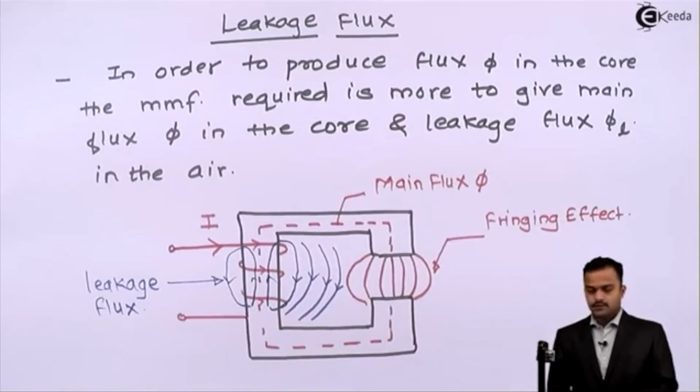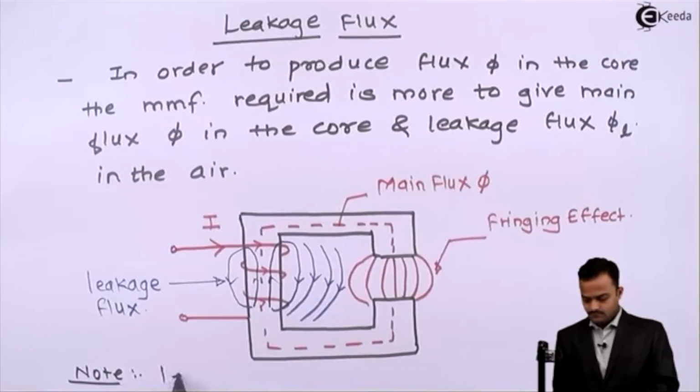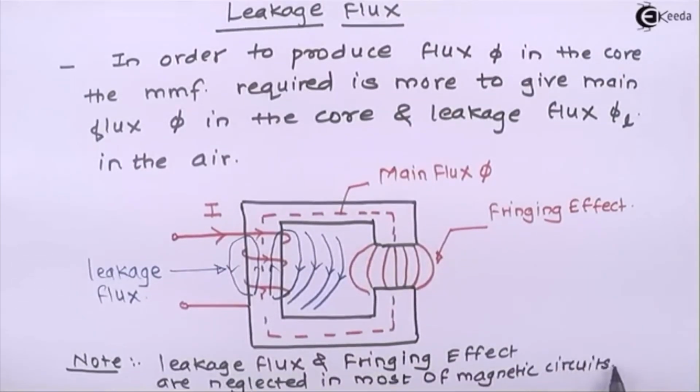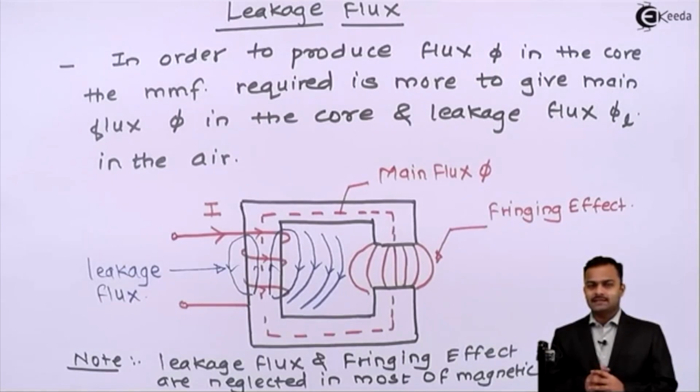Most of the time, ideally, these two effects are neglected. So here we have seen the concept of fringing effect, which results due to a difference in magnetic flux density, and the concept called leakage flux, which is there because some of the flux lines are passing through air and completing their path. Both these effects are neglected in most magnetic circuit analysis. Thank you.